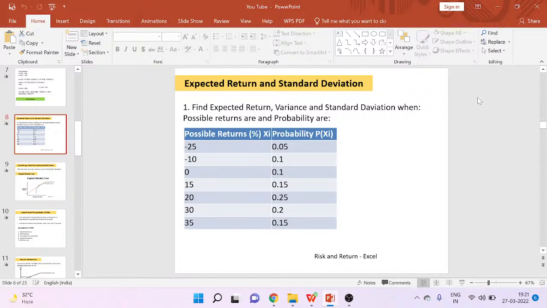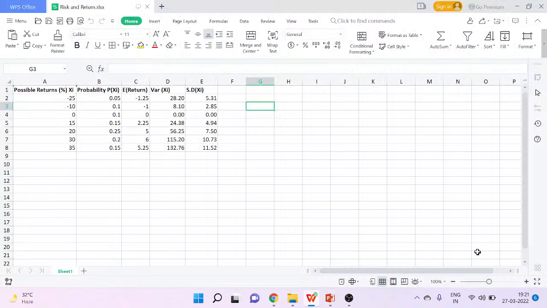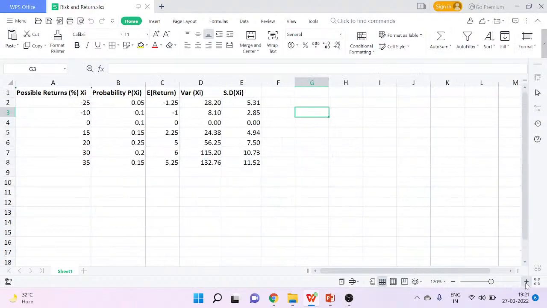So you have this question where we have possible returns in percentage and we have probability Pxi given to us. Now, let's go to this Excel sheet. Here, I have listed the possible returns. Probability. Return is nothing but the product of possible returns and probability.